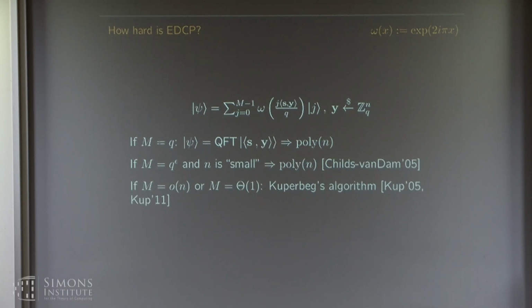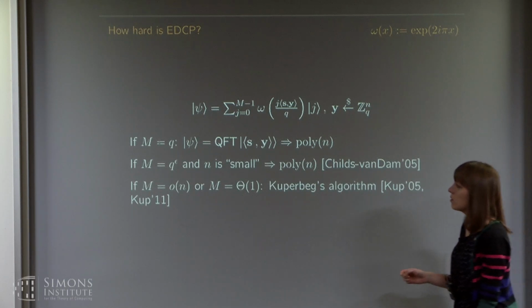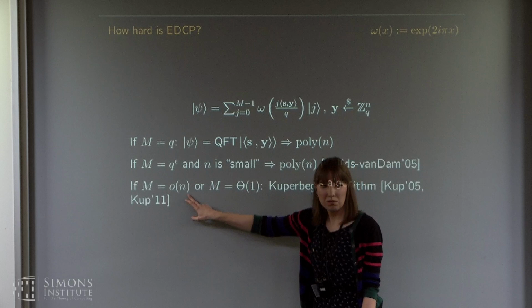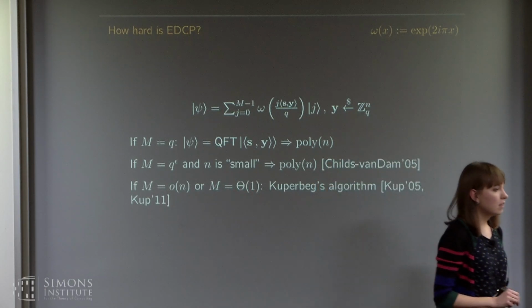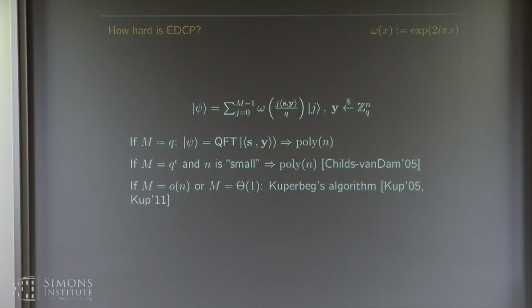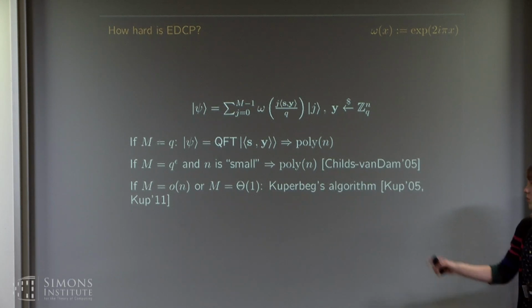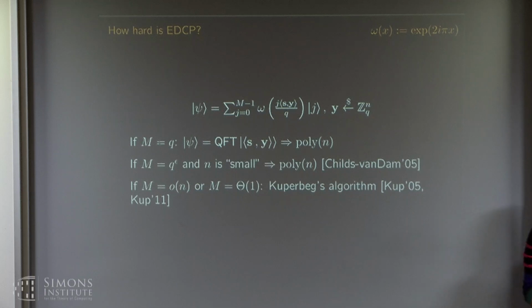Now, for our purposes and for the purposes of the reduction you've just seen, M was actually small or even a constant. And in the case where M is small, which is the case where we live, we have one algorithm, which is Kuperberg's algorithm, and there are two versions of it, Kuperberg in 2005 and 2011. The 2011 was a strict improvement over 2005. So I'm going to briefly describe this algorithm.